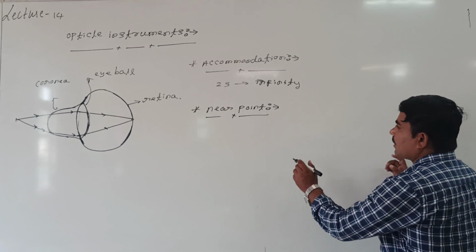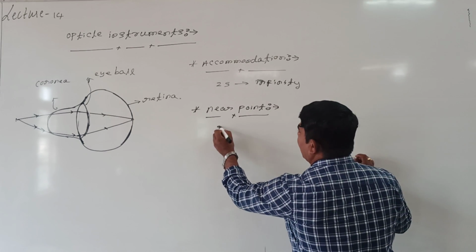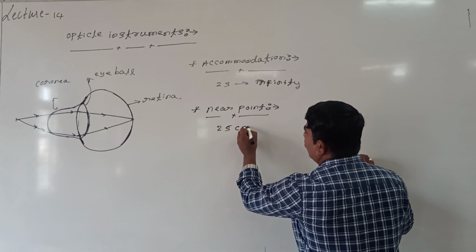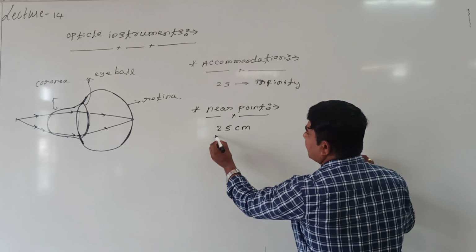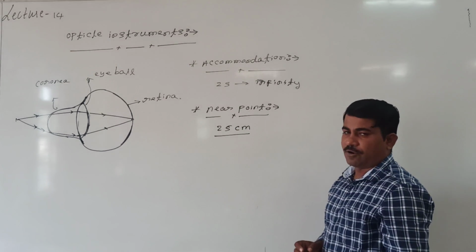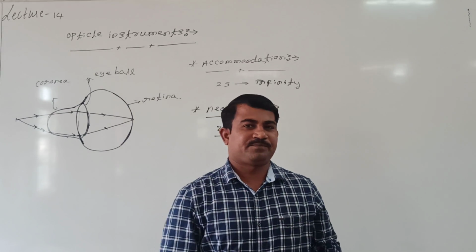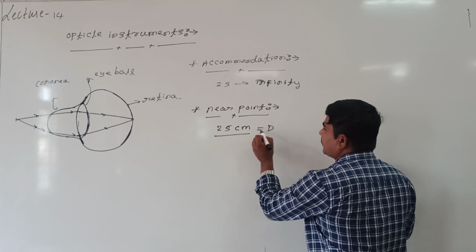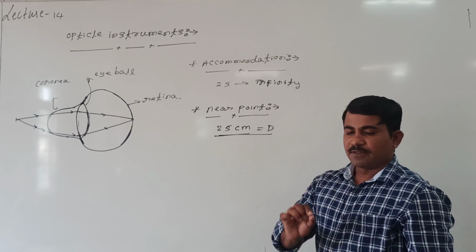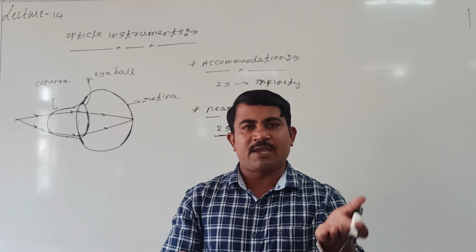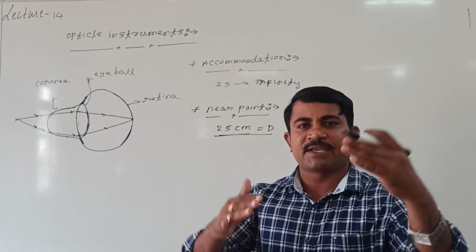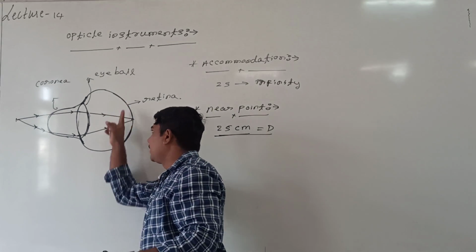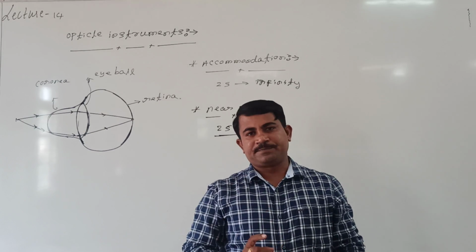How to say? The nearest point from the human eye in which the image of the object can appear on the retina, that we are calling near point, and the near point is lying of the order of 25 centimeter. This near point, how to represent? This near point can be represented by what value? Capital D. I mean, the nearest distance from the human eye in which the image of the object can appear on the retina, that we are calling near point.